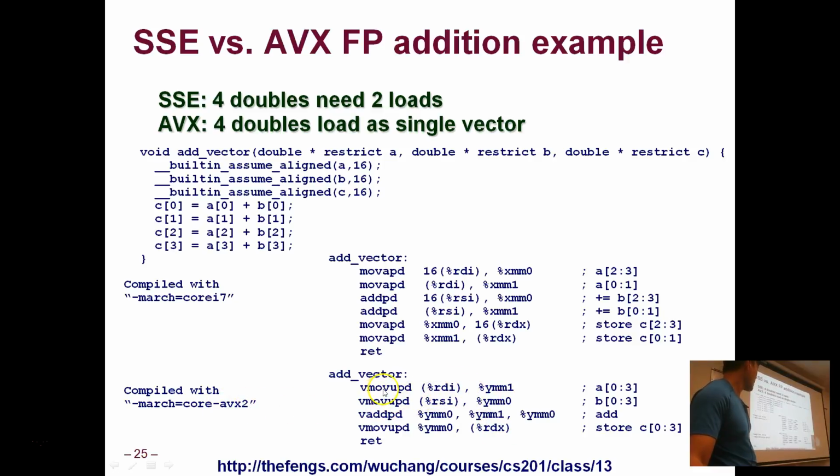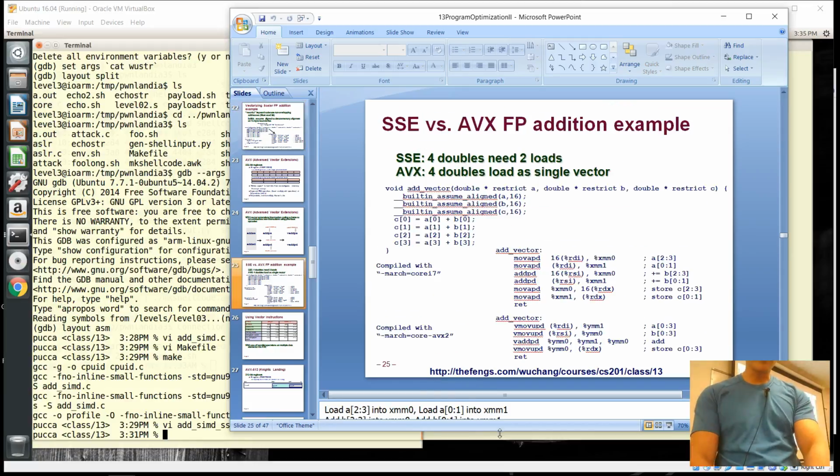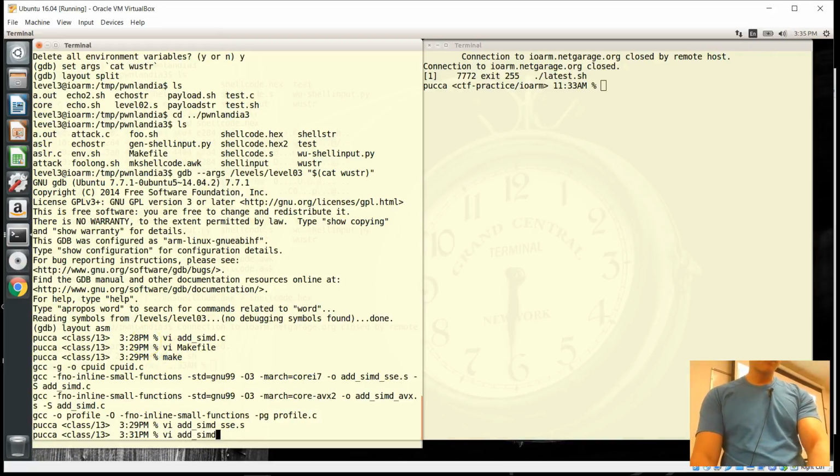You get this vectorized load of A0 to A3 into YMM1, a vectorized load of B0 to B3 into YMM0. You get this packed add of this vector, and then you have this move that stores it out into C0 to C3. So again, this can be done with one vectorized add now, rather than all those instructions that we had earlier in the scalar version. And so that's what this example shows you.